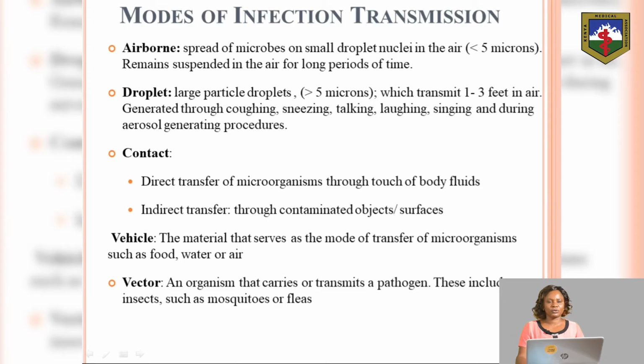Contact route of transmission is the transfer of microorganisms through touch or coming into contact with surfaces. There's also indirect transfer through contaminated surfaces and objects. When we talk about the vehicle route, it is materials that serve as a mode of transmission, like food, water, air, if contaminated. Vector mode of transmission is where the microorganism is carried by a vector like a mosquito or a flea, and then an infection occurs.